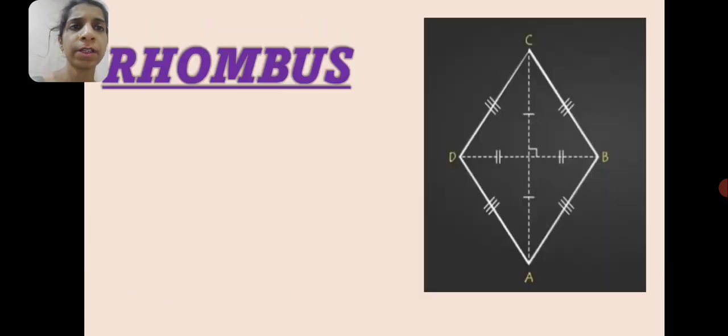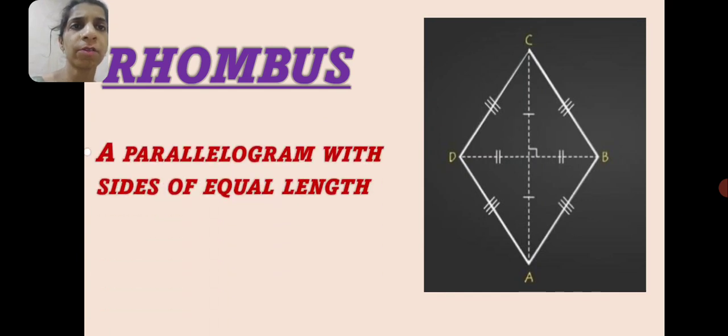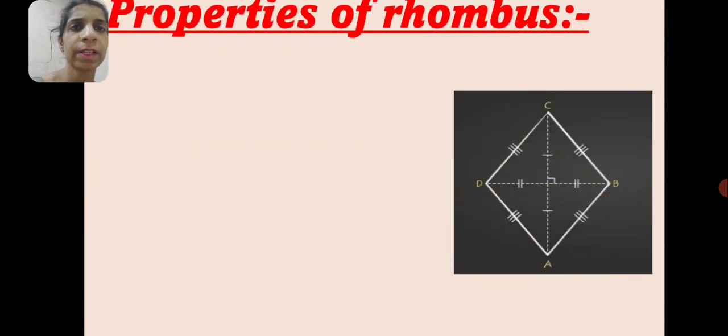Let's move further. Next quadrilateral is the rhombus. A parallelogram with sides of equal length is a rhombus. Let's see some properties of a rhombus.